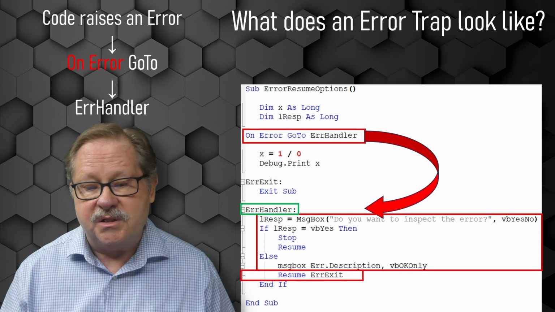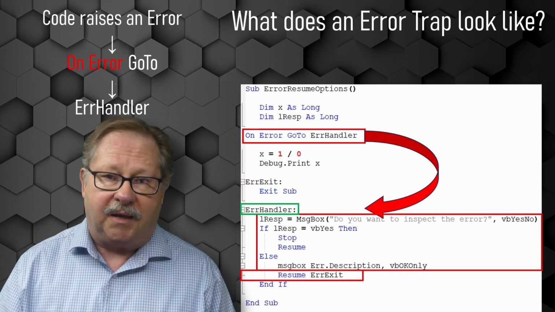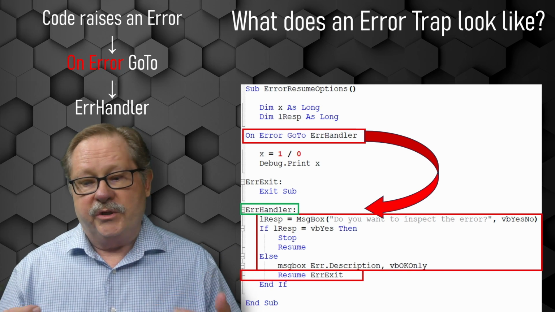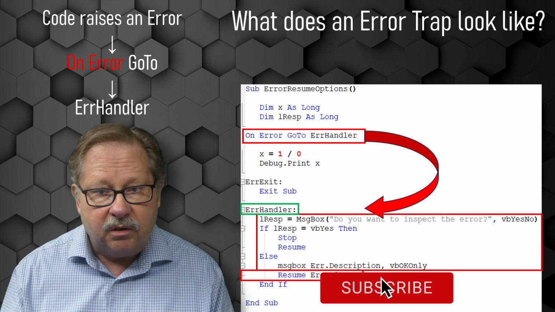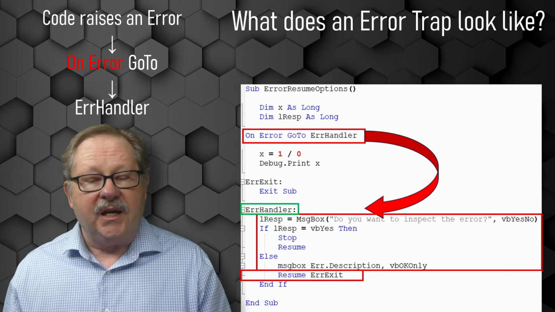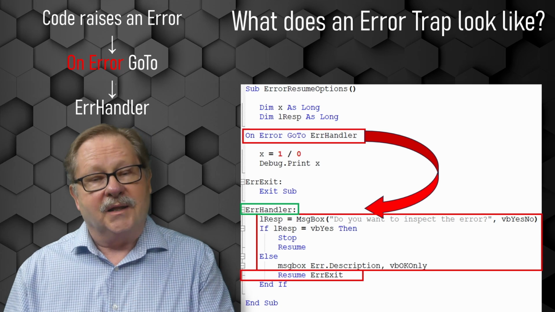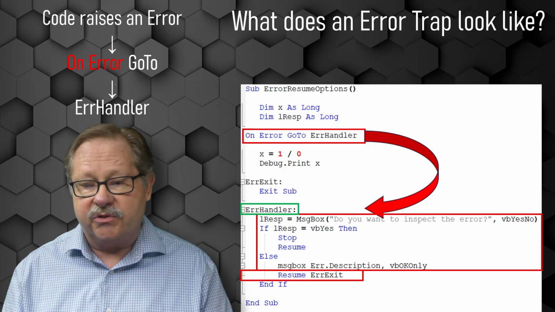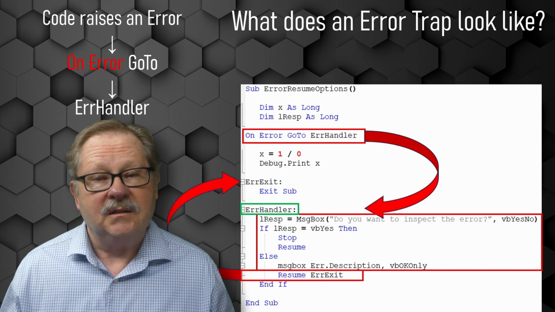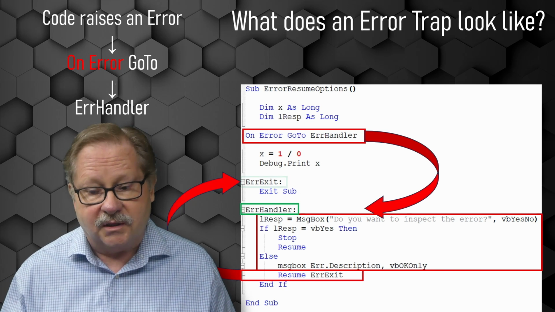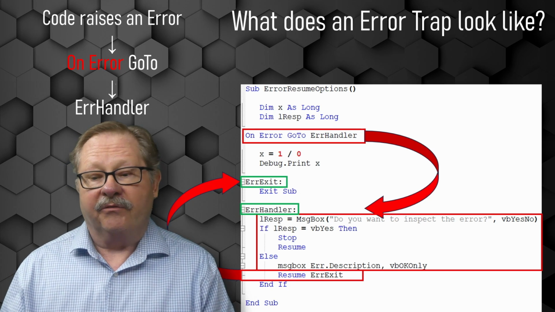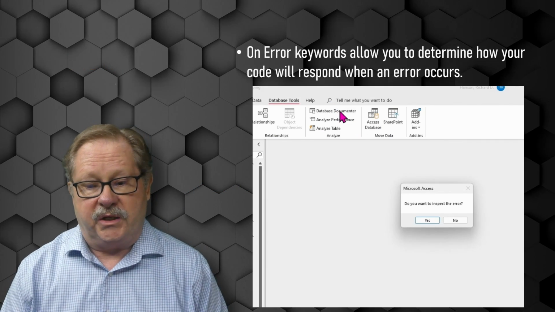The next thing that happens is it goes to this Resume command. The Resume command can say Resume, just go, or it can have a label afterwards. In this case, we've decided to put a label after the Resume command, which tells it to go on up to ErrExit, which is another label. And then the next command right after it is to exit the subroutine.